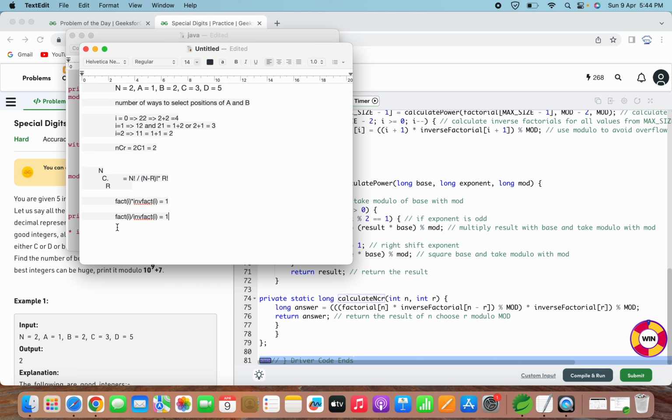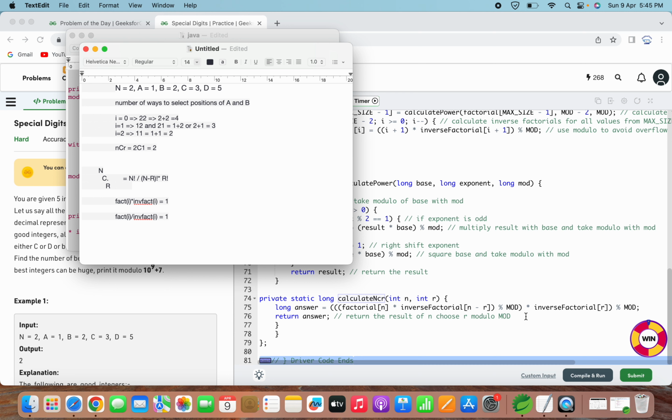Using the inverse factorial array, we can calculate nCr using the formula: factorial of n into inverse factorial of n minus r into inverse factorial of r. This formula is based on the original formula of nCr, where we divide the factorial of n by the product of factorial of r and factorial of n minus r. However, with the inverse factorial, we can replace the division with multiplication, which is much faster than division. So just to obtain it in a faster way, instead of dividing, we multiply with the inverse of the factorial.